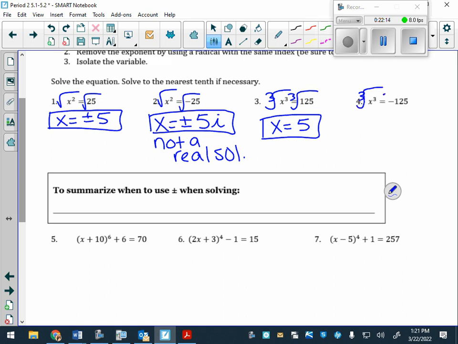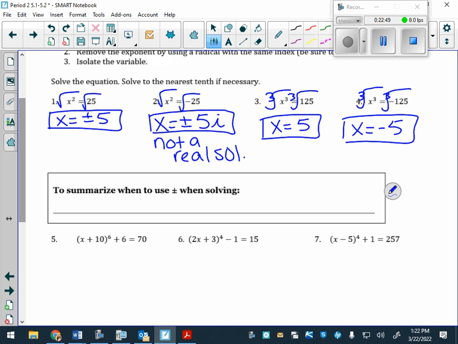Careful. So we're taking an odd root, right? An odd root of a negative number can be done. The cube root of negative 125 would be negative 5. So when you take an odd root of a negative number, you will get a negative answer. So the cube root, the 5th root, 7th root, you will get a negative number. If you take an even root, it won't be a solution.